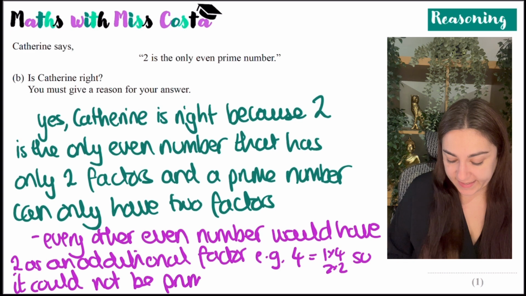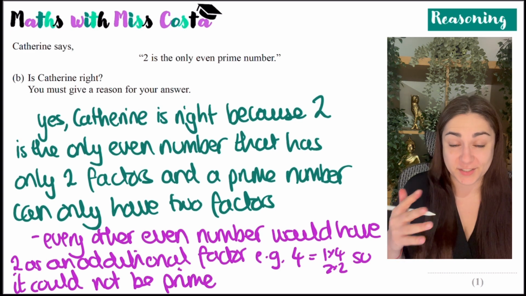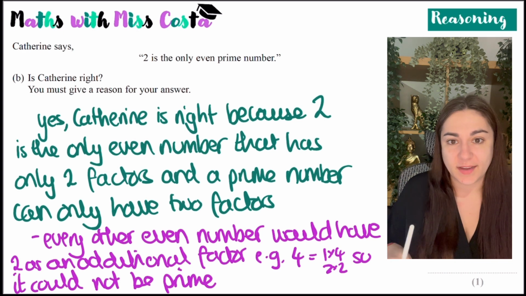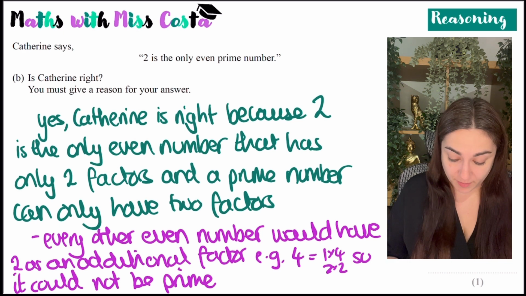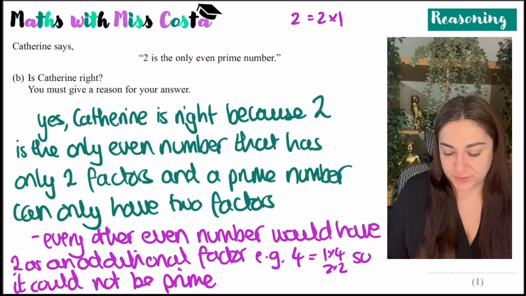And the key thing here is to show your knowledge of what a prime number is. A prime number is a number that only has 2 factors, 1 and itself. And the only reason 2 is a prime number is because the only factors it has are 2 times 1.